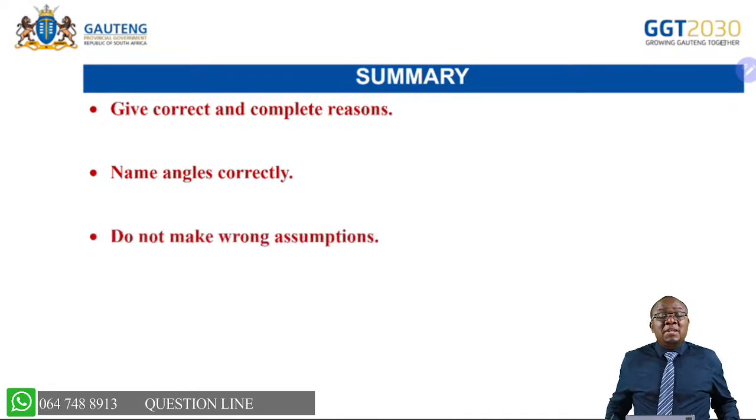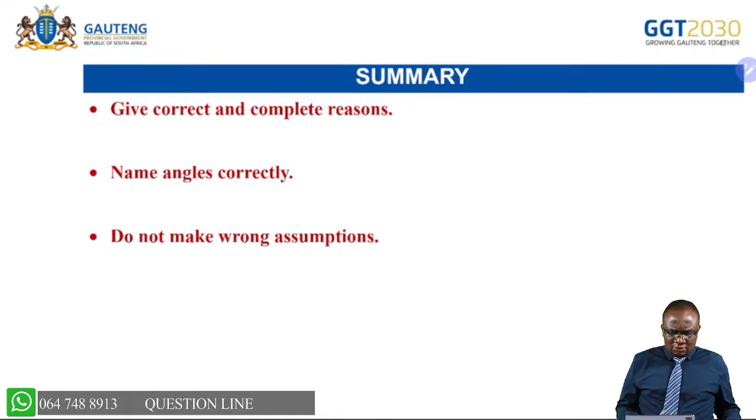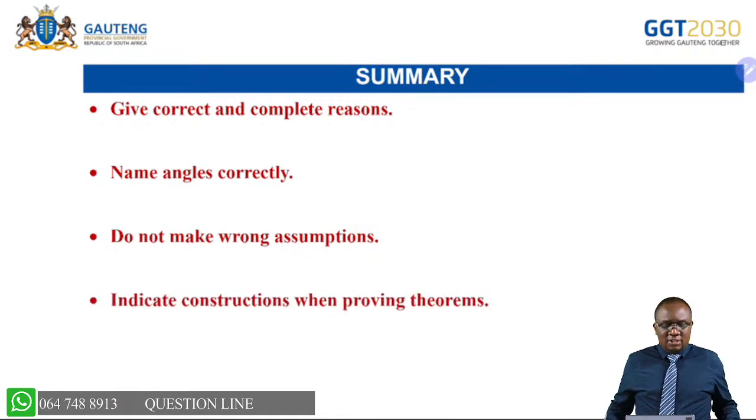And then do not make wrong assumptions. Don't assume. Please remember that. Don't assume when you're doing especially geometry, Euclidean geometry. Indicate constructions when proving theorems. If you're asked to prove, please indicate what the constructions are. You do this up till you write your matric. And make sure the construction is there.